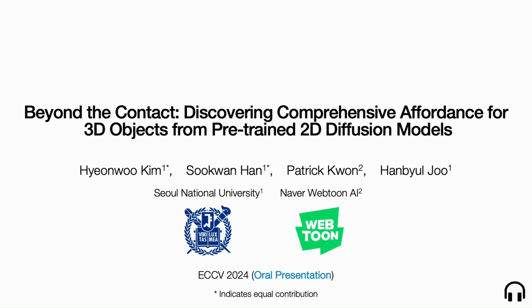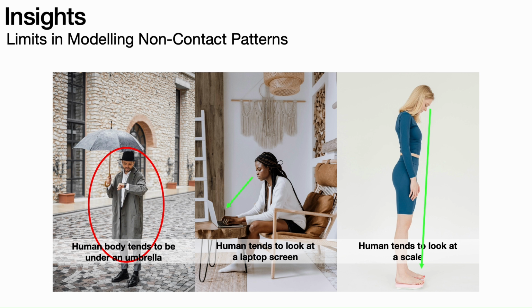We present Beyond the Contact, Discovering Comprehensive Affordance for 3D Objects from Pre-trained 2D Diffusion Models. Traditional affordances focus on contact in human-object interactions, or HOI. However, important patterns like relative orientations and positions cannot be expressed through contact alone. These overlooked aspects are crucial for further understanding affordance.